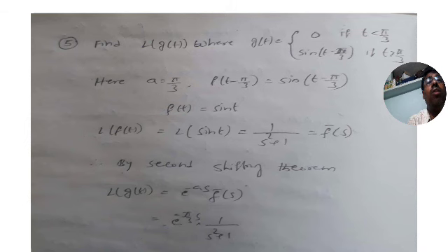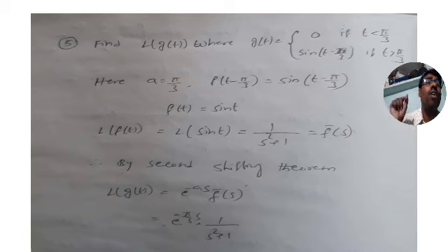So let us go to the fifth problem. Find L of g of t, where g of t is equal to 0 if t is less than pi by 3, and it is sin of t minus pi by 3 if t is greater than pi by 3. For t less than a and t greater than a, we have in the second shifting theorem, instead of a, here we have pi by 3.